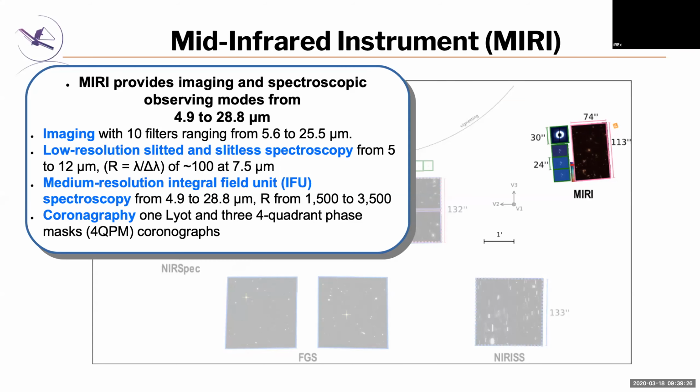Let's start with the mid-infrared instrument, MIRI. It provides both imaging and spectroscopy between about 5 and 29 microns. If you look on the right-hand side, you see a 74 arc second wide by 113 arc second field. That's the imaging part of the detector. It uses 10 filters, and it has a low resolution spectroscopy mode as well, called the LRS. That covers between 5 and 12 microns at a low resolving power of roughly 40 to 200, depending on the wavelength.